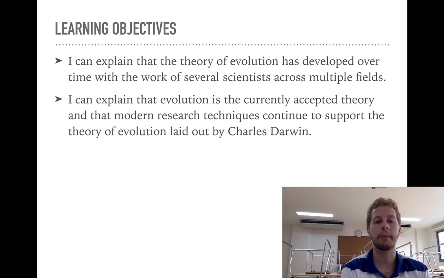All right, so I'm expecting you to be able to reference the different findings of the scientists that we're going to cover as part of this topic, and how they support this idea that there is a common ancestor for all living organisms on Earth, and that we have evolved from that common ancestor over millions of years.